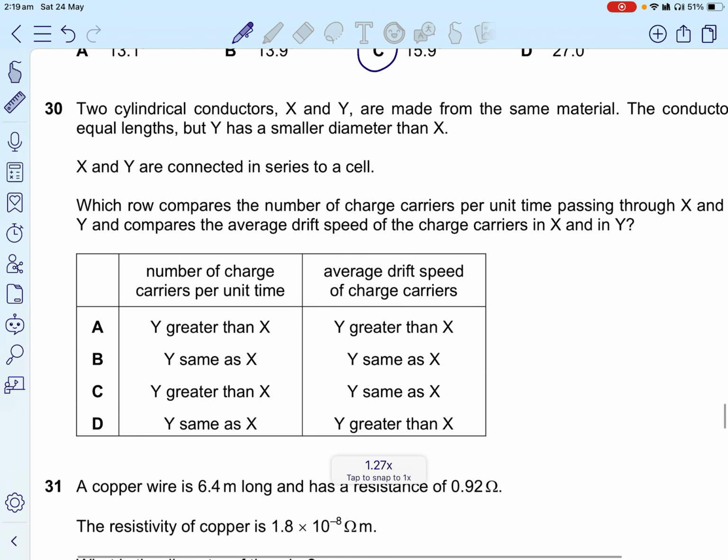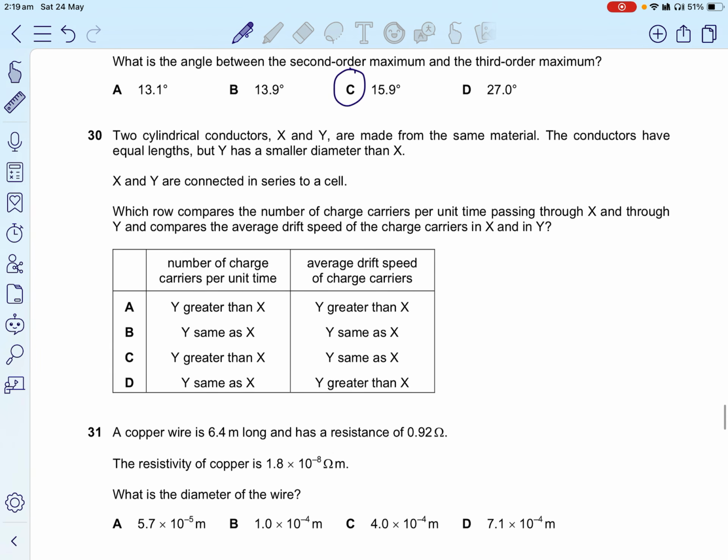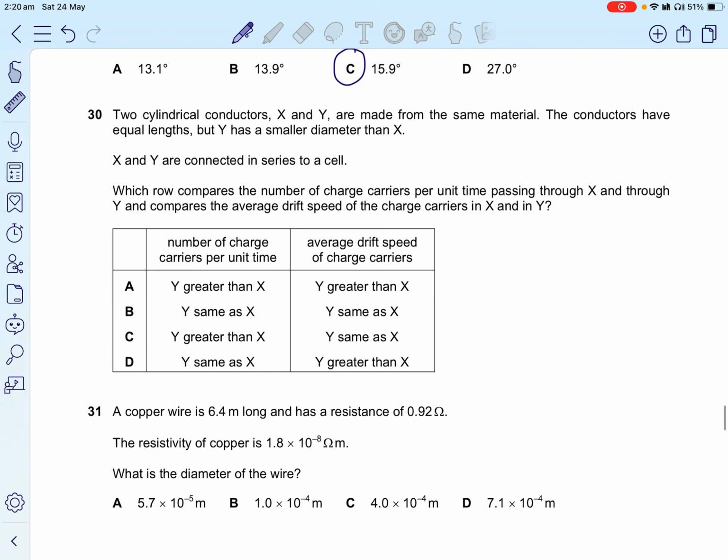Question 30. Two cylindrical conductors X and Y are made from the same material. The conductors have equal lengths, but Y has a smaller diameter than X, and they're connected in series to the cell. That means the current across both of them is the same. Which row compares the number of charge carriers per unit time passing through X and Y, and also compares the drift speed? Okay, now let's understand this.